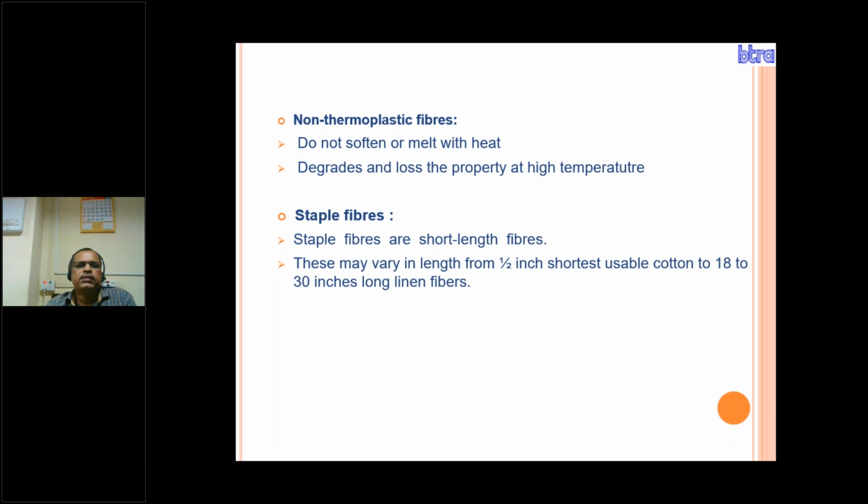Staple fibers are short length fibers. These may vary in length from half an inch for the shortest usable cotton to 18 to 30 inches in long linen fibers. The short fibers we will make into yarn by using different yarn spinning processes.